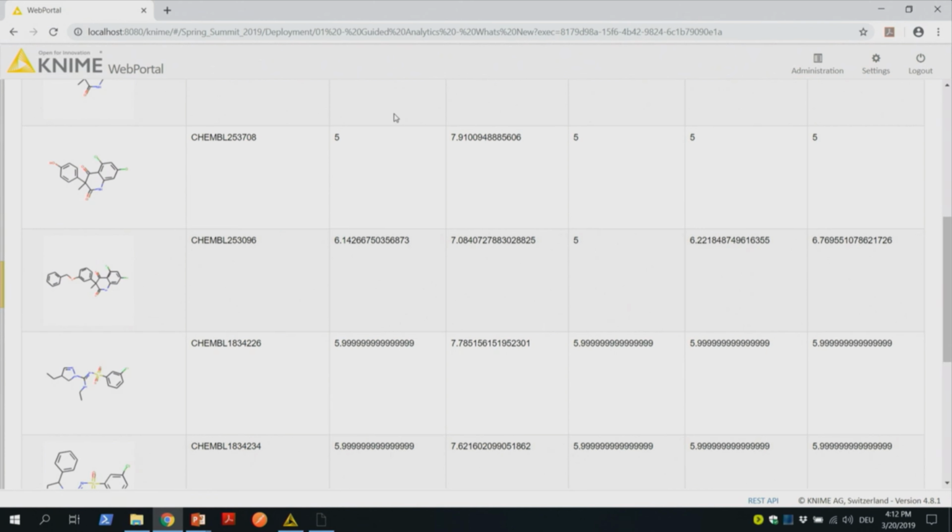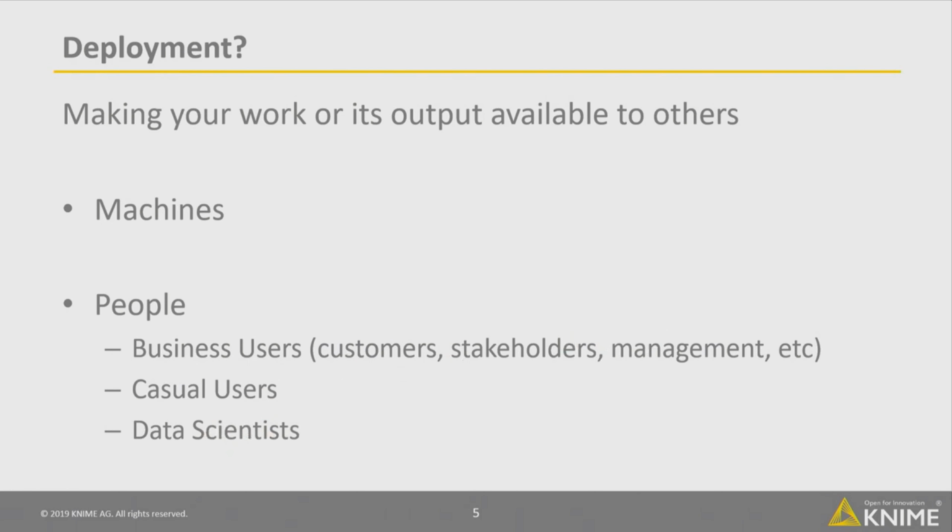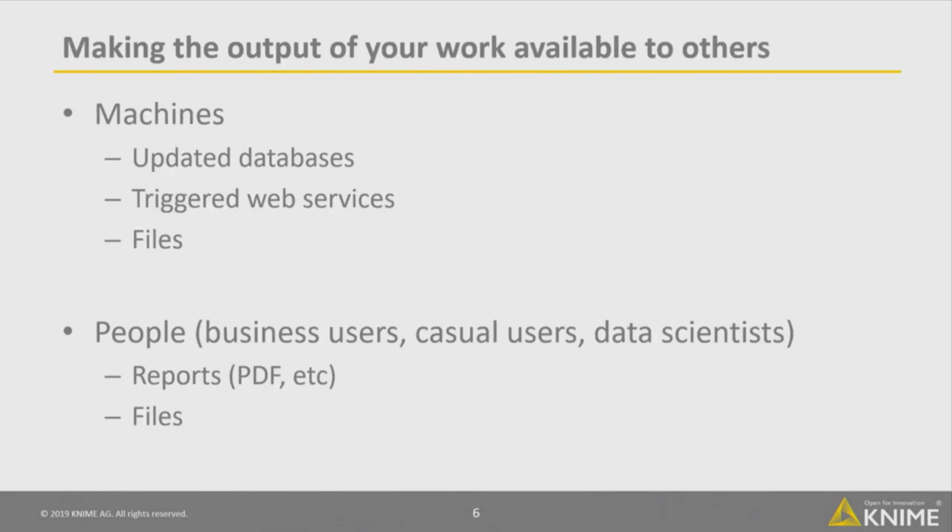The kinds of people you might imagine making it available for are the three personas that Michael talked about earlier today. So we have business users, those may be customers or stakeholders, upper management, et cetera. Casual users, remember these are people who are using the analytics platform but don't necessarily want to get into the details of how things work. And then data scientists, people with a little bit more expertise.